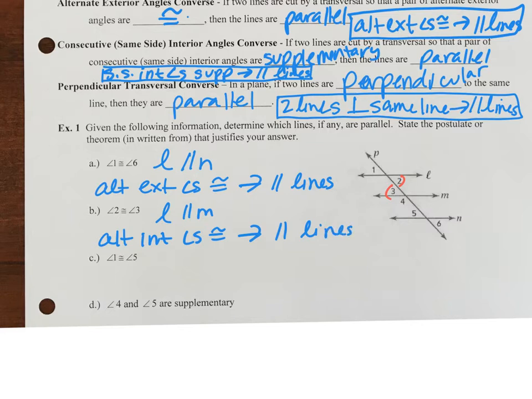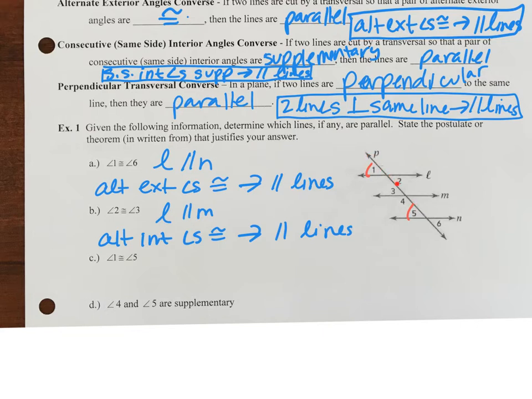Okay, now let's take a look at letter C. So letter C says this time we have angle 1 congruent to angle 5. So let's mark those. Here's angle 1 and here's angle 5. So this time it looks like we have transversal P creating a pair of angles with lines L and N. Now, if you look at 1 and 5, it looks like they are occupying corresponding positions.